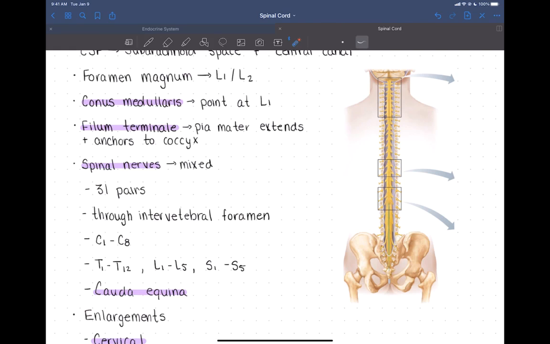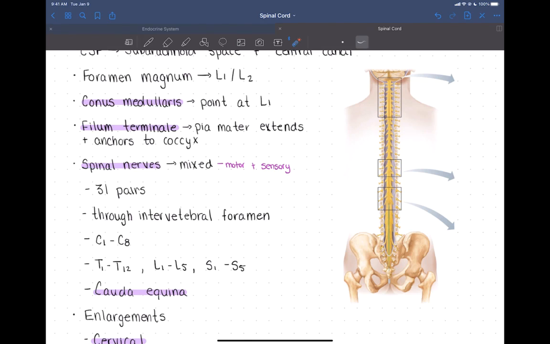We can also see that all along the spinal cord here, we have all these nerves extending off of either side. These are called spinal nerves. Spinal nerves are mixed, meaning they are both motor and sensory. There are 31 pairs, meaning you have 31 spinal nerves left and right, so they're paired. And they leave the spinal cord through the intervertebral foramen.